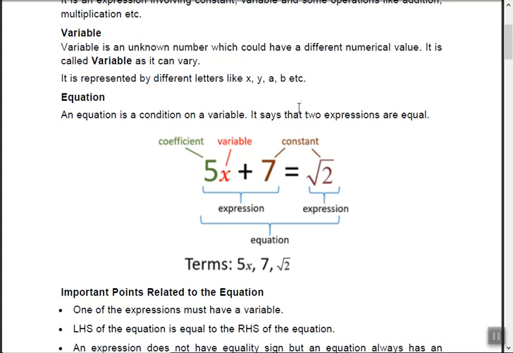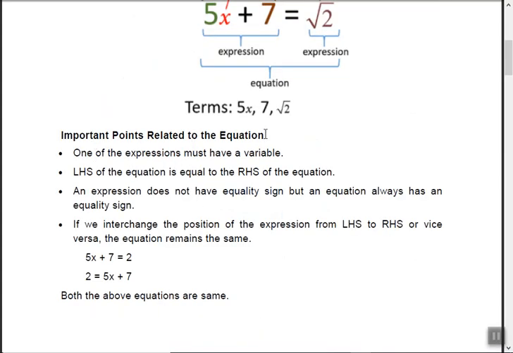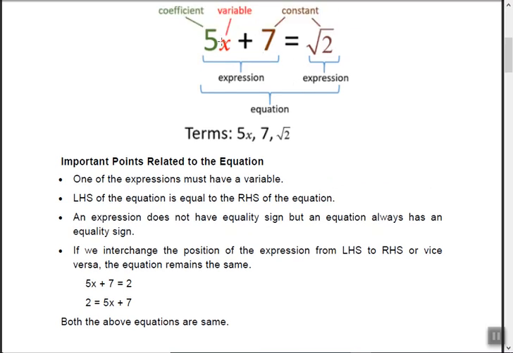It says that two expressions are equal. See here, two expressions equated, that's called an equation. So what are the important points about an equation? One of the expressions must have a variable. Otherwise, what's the use of this equation? Suppose I forget this x, I don't write this 5x. I write only 7 and here root 2. Is 7 equal to root 2? No, it can't be. So an equation is formed when at least one of them, both can also have it, but at least one of them should have a variable.